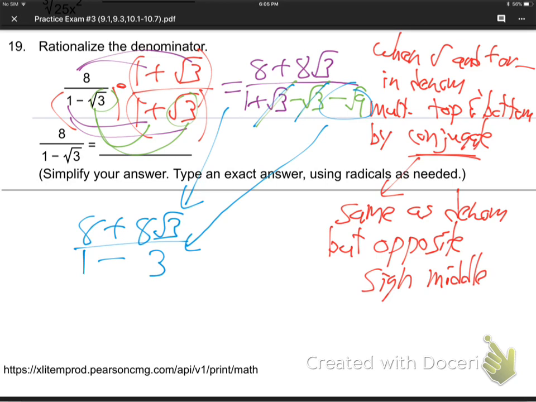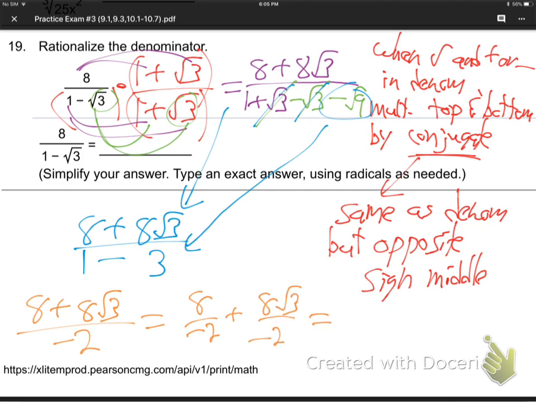So what can we do with that? That's 8 plus 8 root 3. 1 minus 3 in the bottom is negative 2. So now just put both of them separately over the negative 2, and we simplify that: that is negative 4. This is positive, negative 4 root 3. And there we go. Got rid of the root from the bottom.